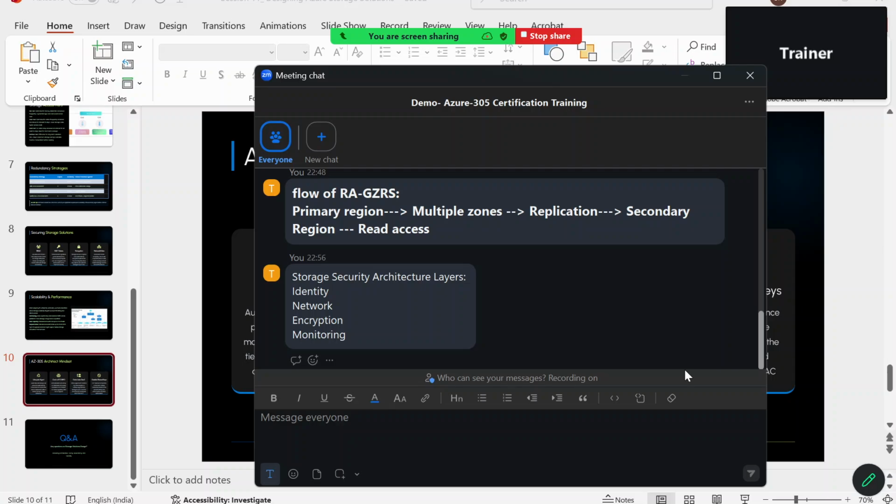Now let's take some AZ-305 exam perspective questions. If the scenario looks like a high performance database requiring extremely low latency, then the answer will be ultra disk. If the scenario looks like shared SMB storage required for access by multiple VMs, the answer will be Azure Files. If hybrid file services are required, the answer will be Azure File Sync. And if the storage account should not be publicly accessible, then the answer will be private endpoint and storage firewall.